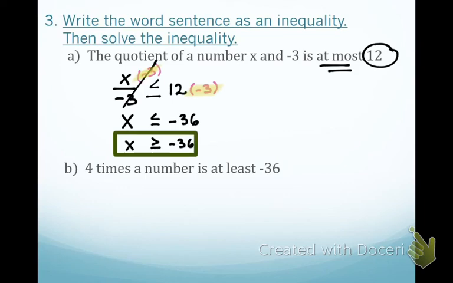I want you guys to try problem B on your own. All right, Nasir, help me with this one. 4 times a number is at least negative 36. What did you write? So first I put 4 and an X beside it. Very good. 4 times x. And after that I put greater than or equal to. And put negative 36.